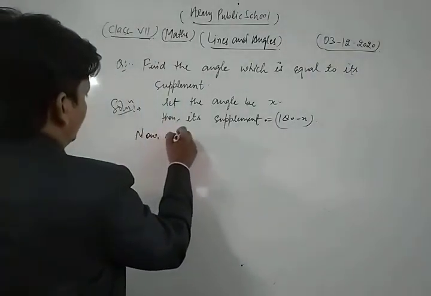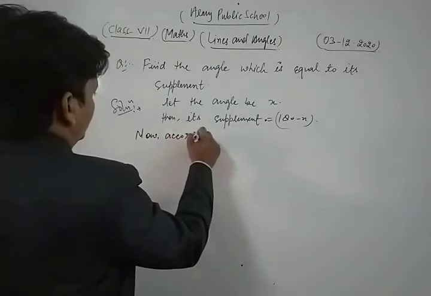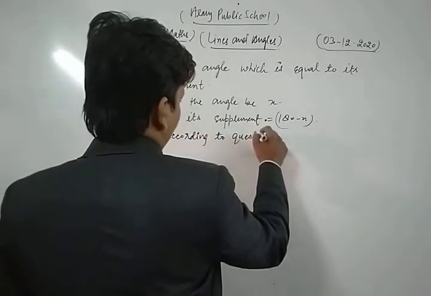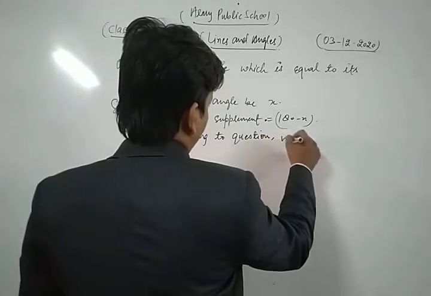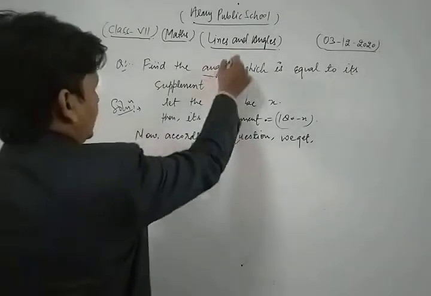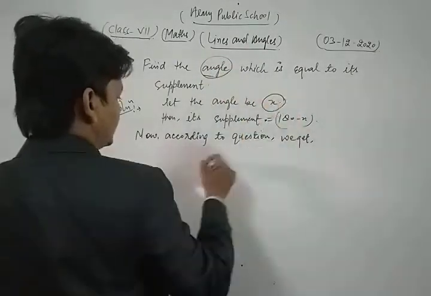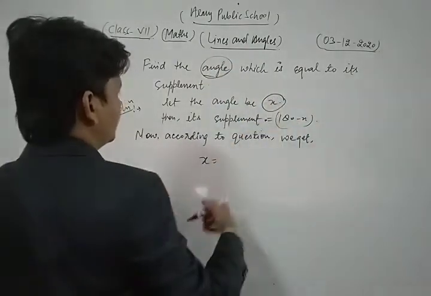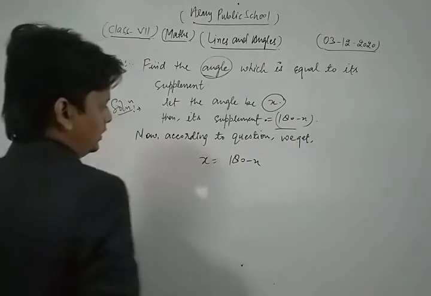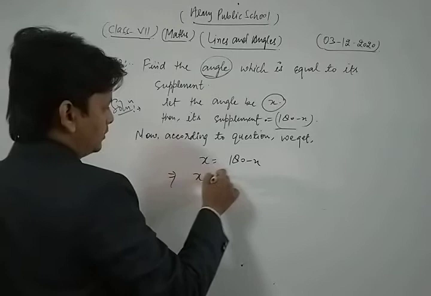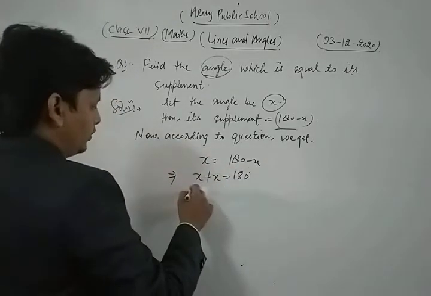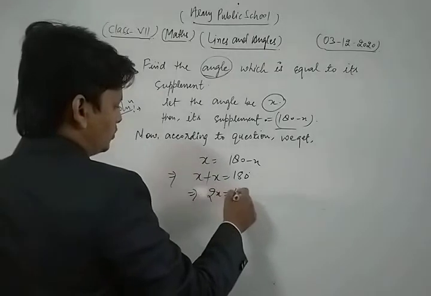According to the question, we get, what will we get? Find the angle. So first of all, we take the angle to be x, which is equal to its supplement. Its supplement is 180 minus x. Now we simplify. We get x plus x is equal to 180. So we get 2x is equal to 180.